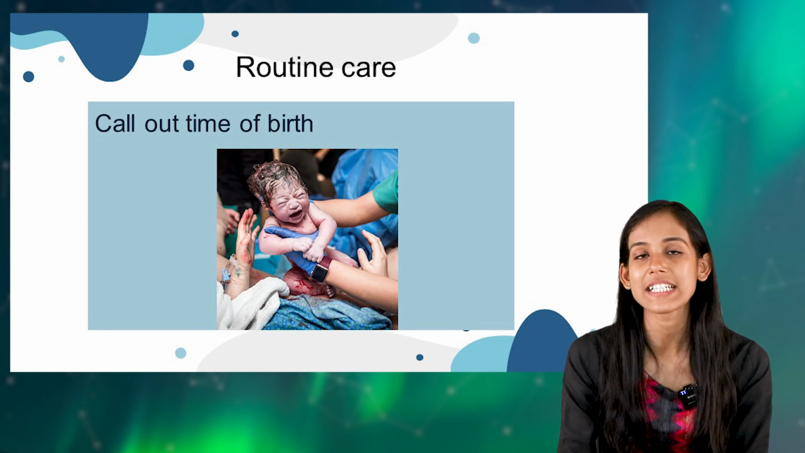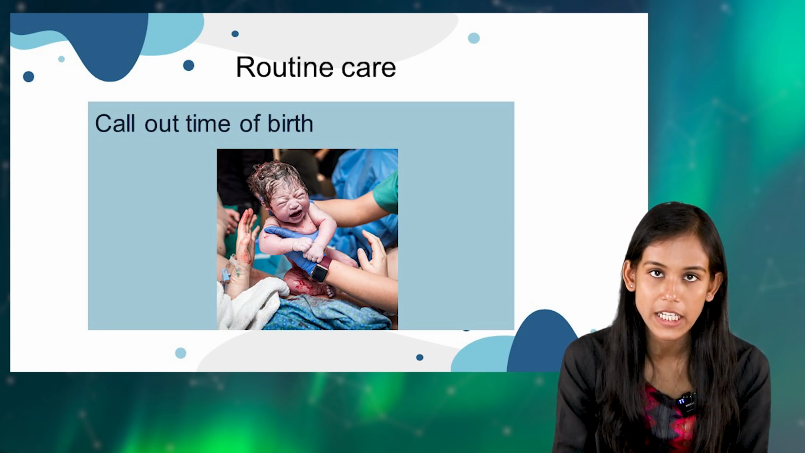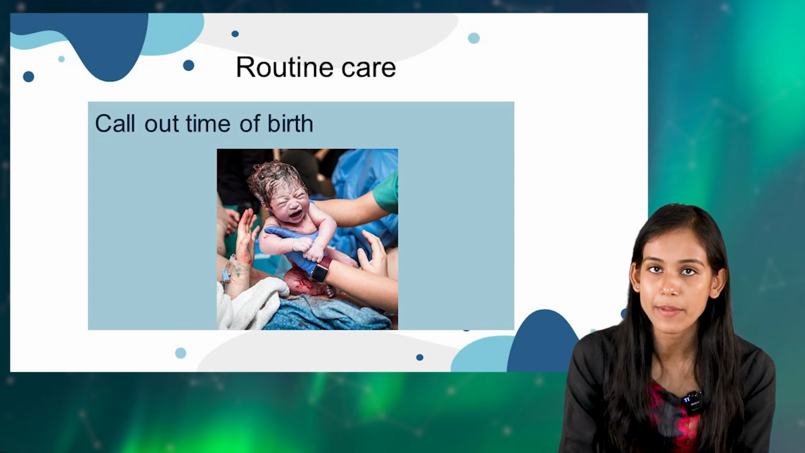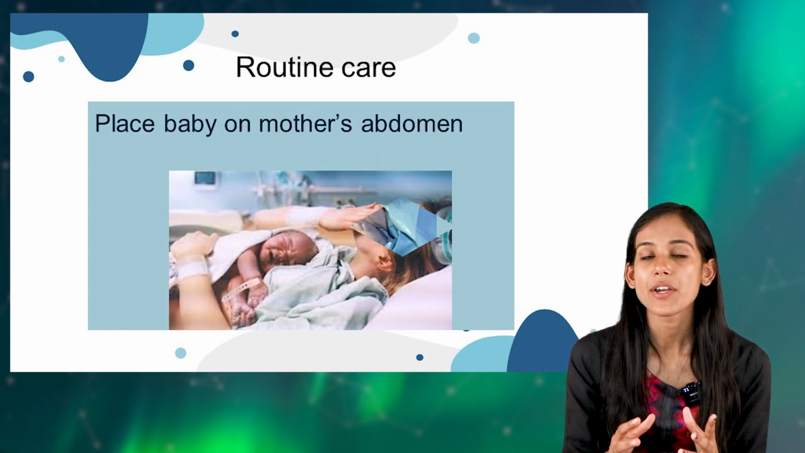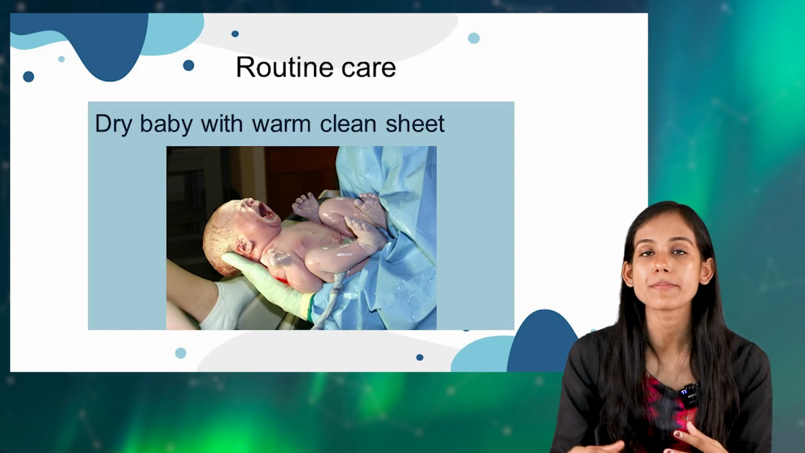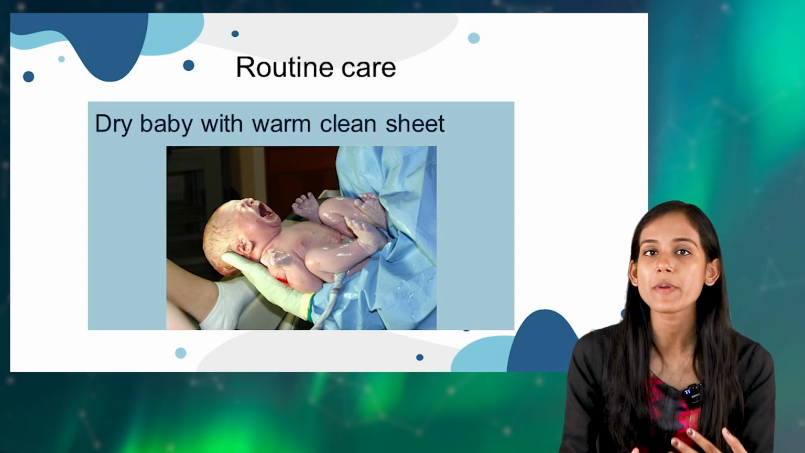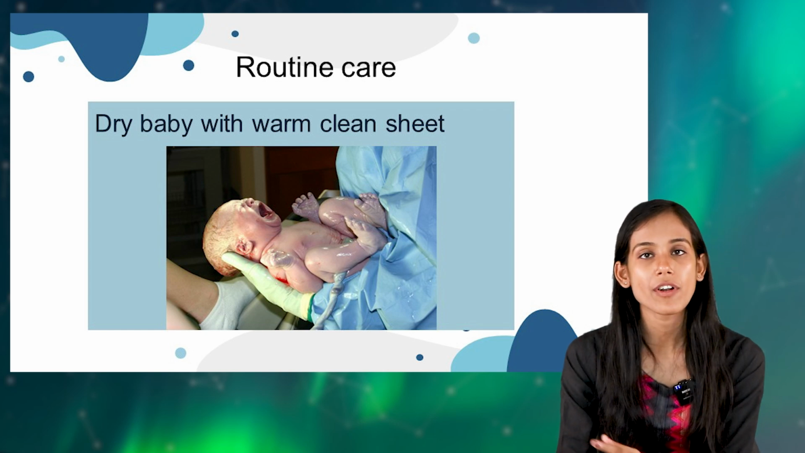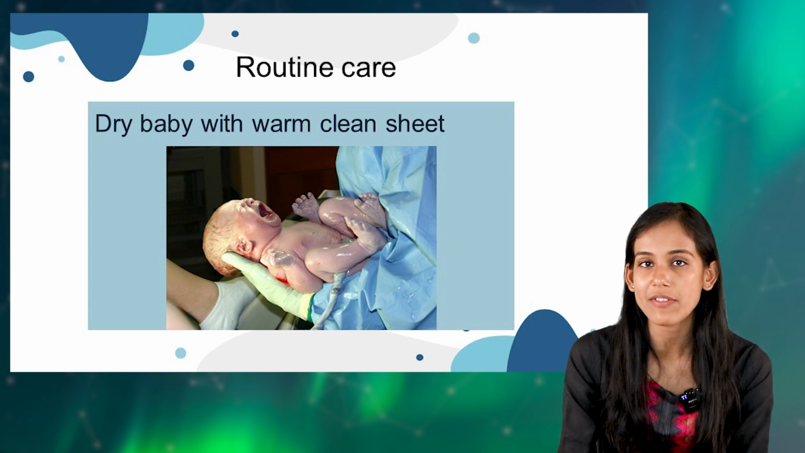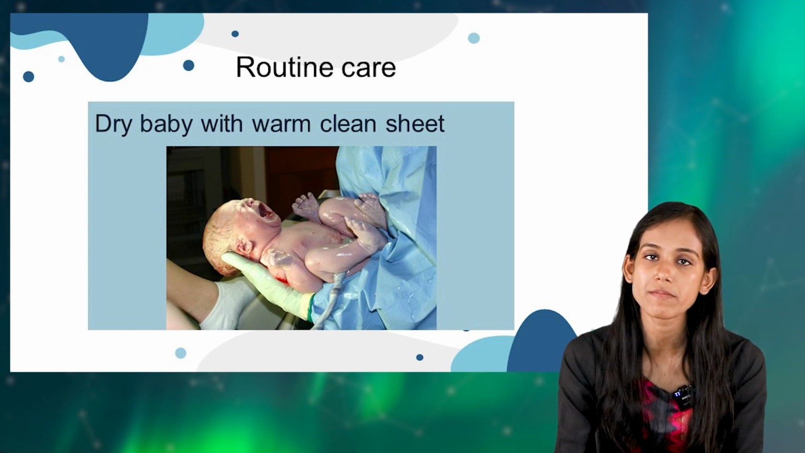But before that, we would see what the routine care is that we do for every birth. The first thing that is very important is to call out the time of birth. As a nurse, you have to call out the time of birth and then place the baby on the mother's abdomen. And also you have to dry the baby with a warm, clean sheet. It has to be warm to prevent hypothermia. We have already learned that when you receive the baby, you have to receive it in a pre-warmed towel.